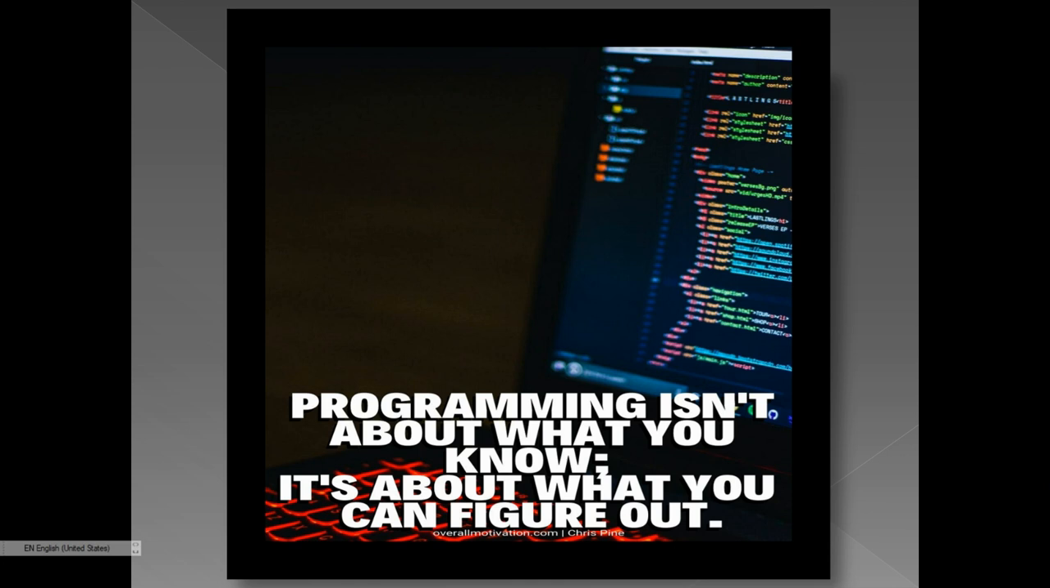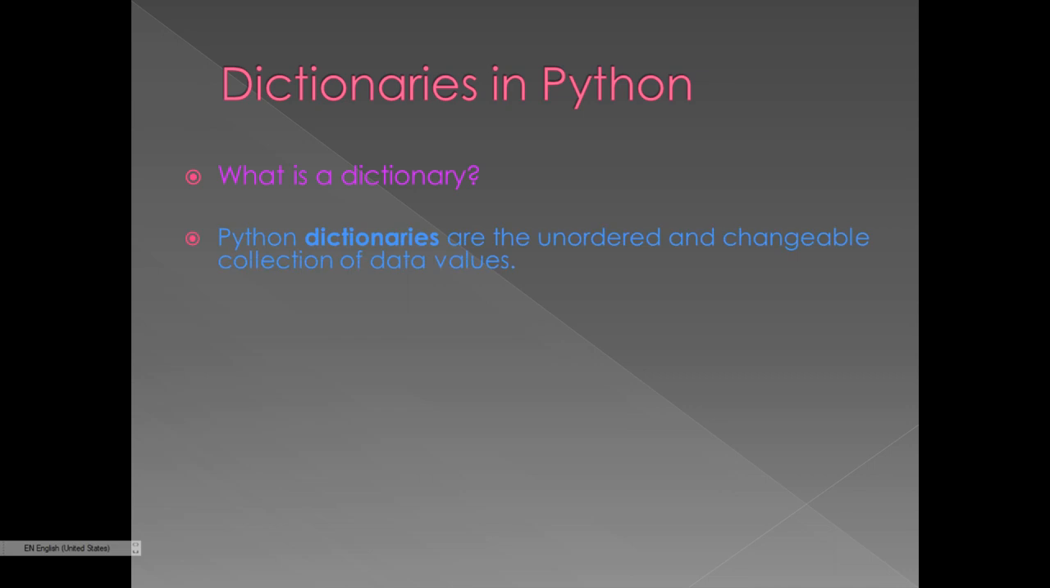Hello, everyone. In today's video, we're going to be starting dictionaries in Python, the next topic of turtle programming. So, now, what is a dictionary? Python dictionaries are the unordered and changeable collection of data values. Dictionaries are used to store data values in key value pairs. And a dictionary is a collection which is ordered, changeable, and it does not allow duplicates.